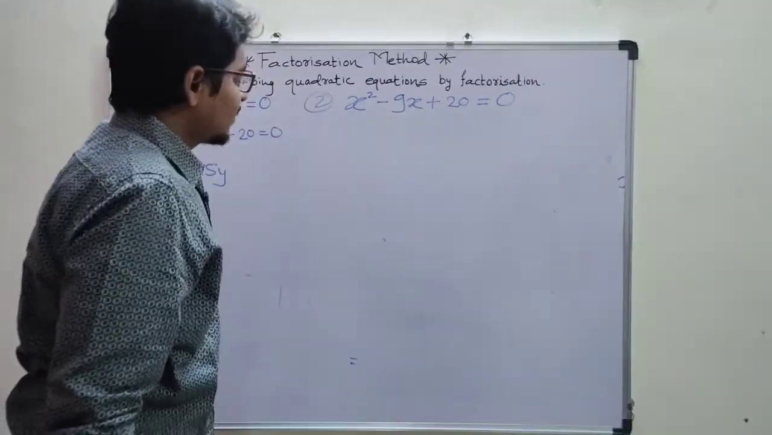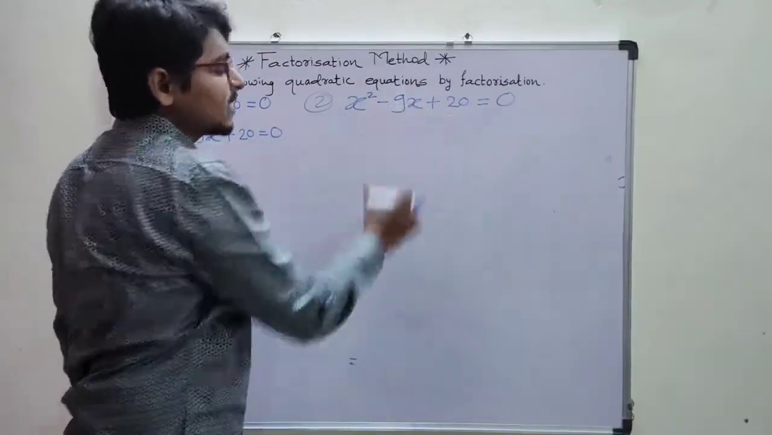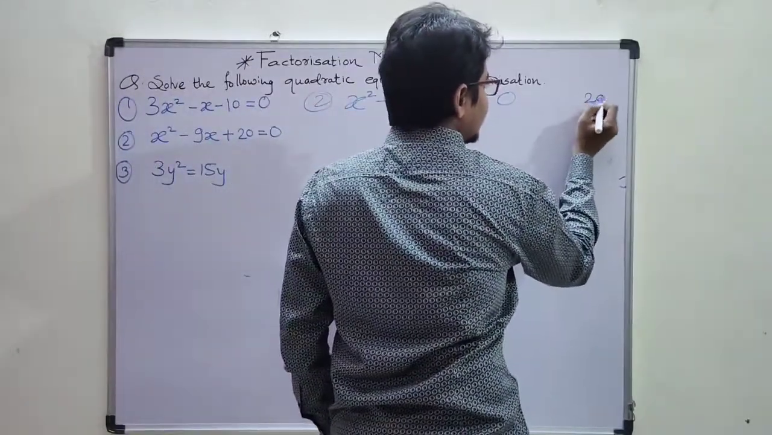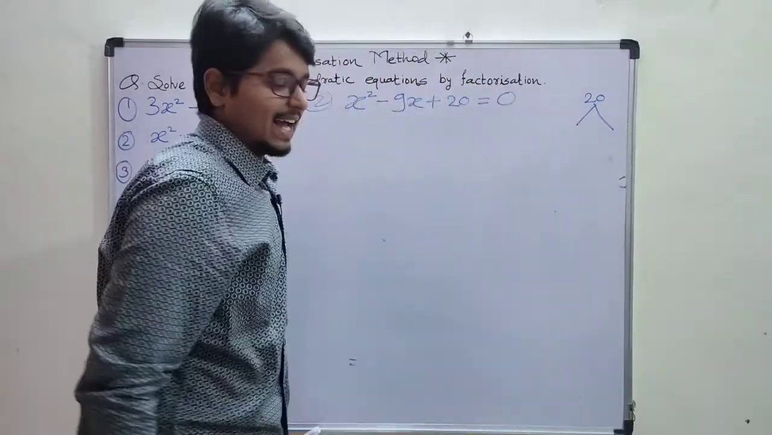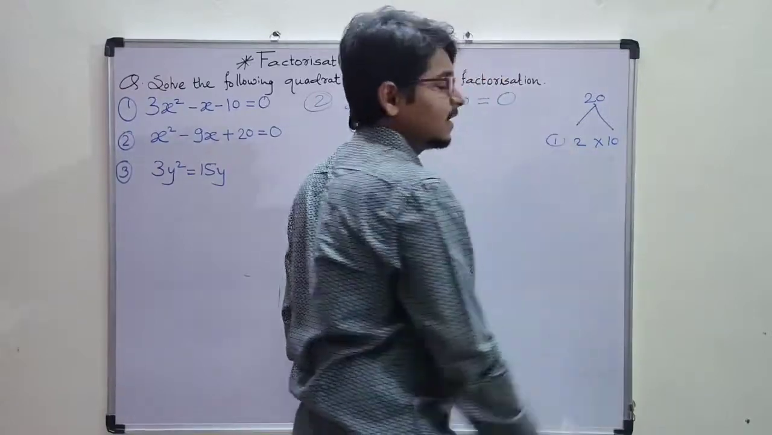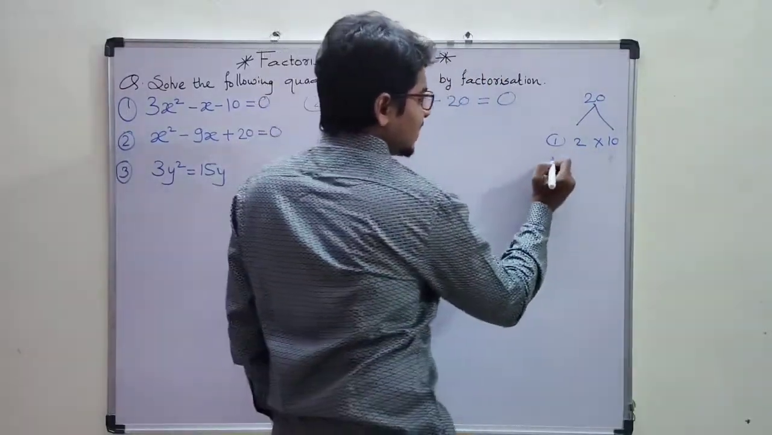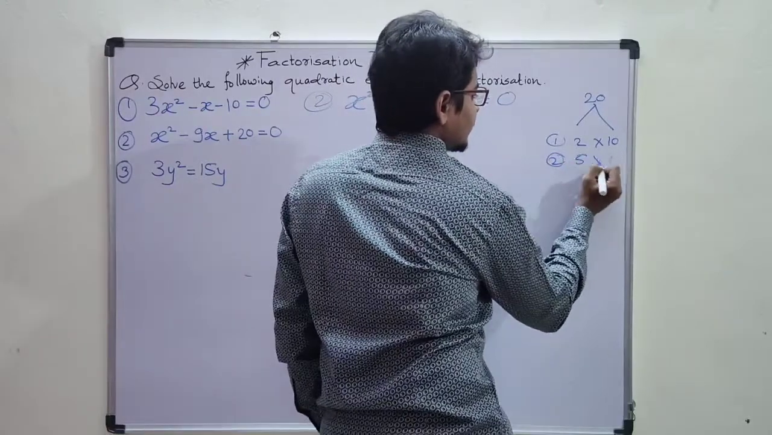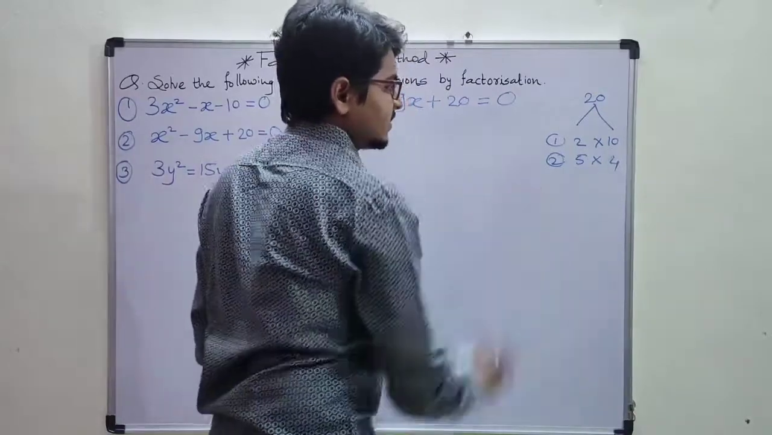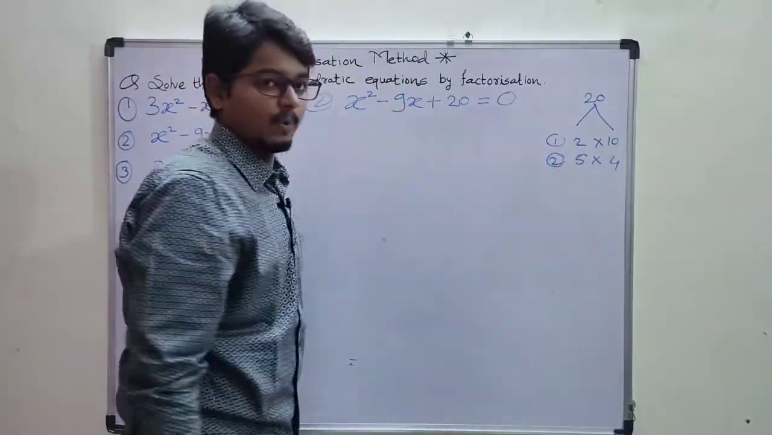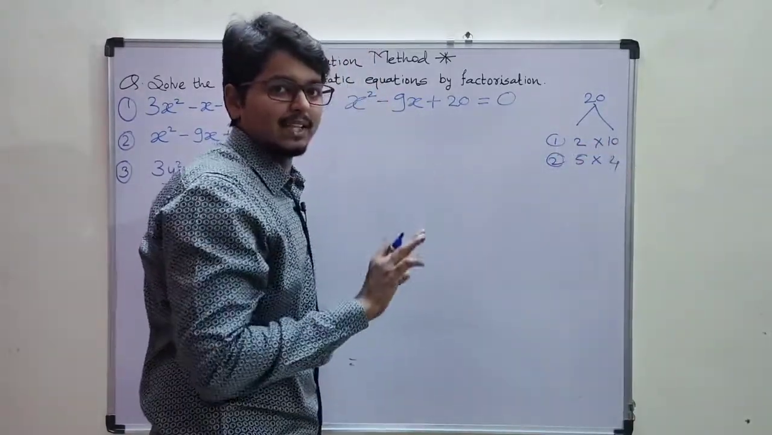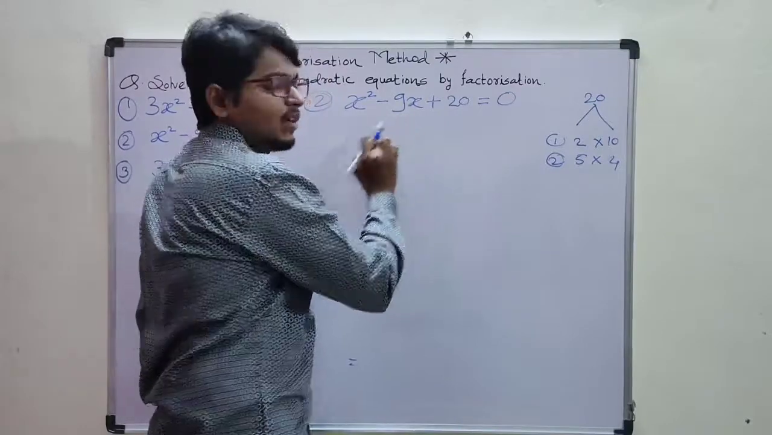Now here we want multiplication as 20. Here a is 1, so 20 into 1 will be 20, and addition as minus 9. So one pair is 2 into 10, 20. Then the next pair is 5 into 4. These are two pairs, 2 into 10 and 5 into 4. But the addition of 2 plus 10 or 2 minus 10, whatever it may be, is not minus 9.